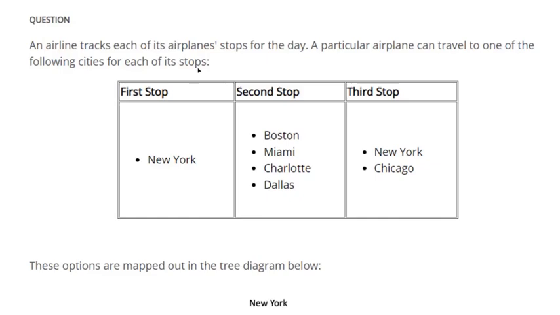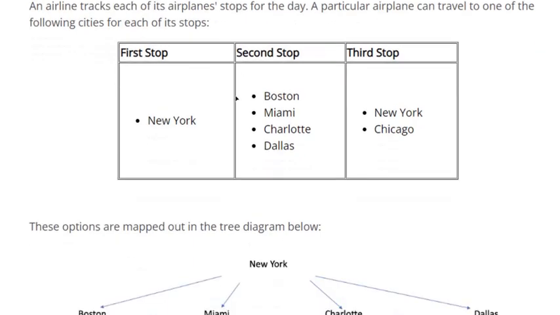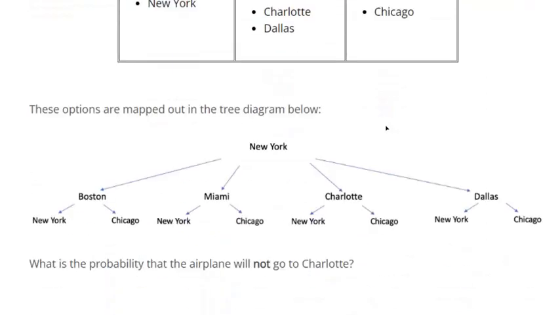An airline tracks each of its airplane stops for the day. And so one particular airplane can travel to one of the following cities for each of its stops. It could stop in New York, then it could stop at one of these four options, and then the third stop could be back to New York or Chicago. And so they've mapped them out in a tree diagram.